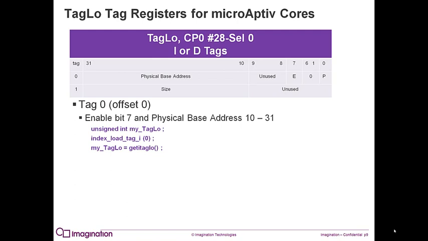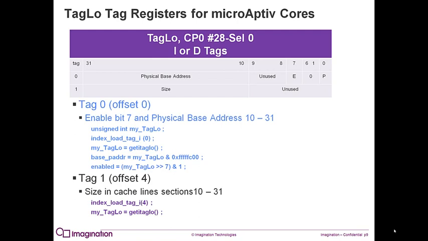To read tag 0, use the get itag low macro from the m32c0.h. Mask out the address field and shift the enable bit to bit 0 and mask it out. Tag 1 contains the number of cache line sections in the scratch pad block. This is in bits 10 through 31. To get the block size in bytes, shift the size to the left by 10 bits and multiply by the line size of 16 bytes.